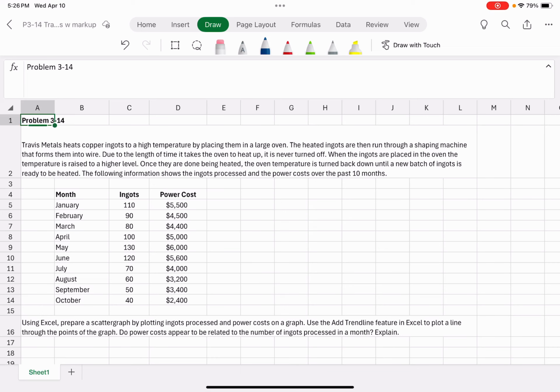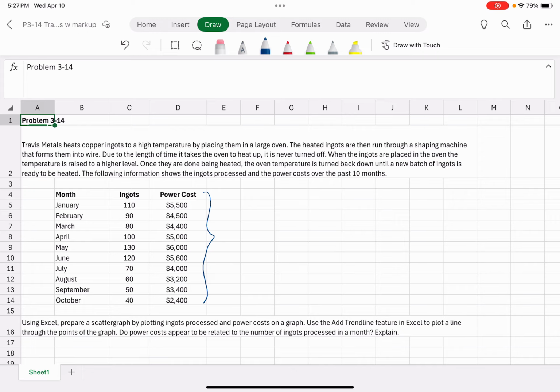Okay, this is problem 314, and we're looking at a company called Travis Metals, which I guess fabricates copper wire by shaping it from copper ingots that they heat in a large oven. So we have some data here, 10 months worth of data showing the number of ingots processed and the power cost associated with that processing.